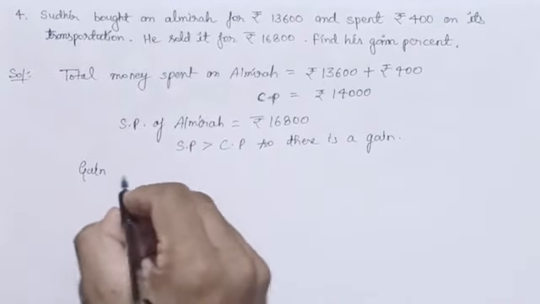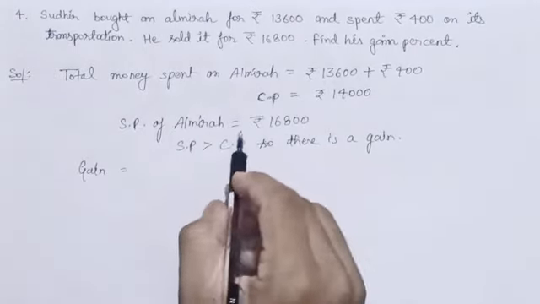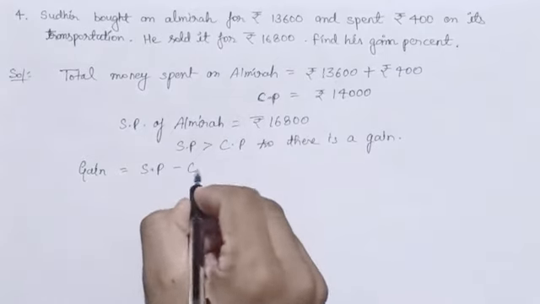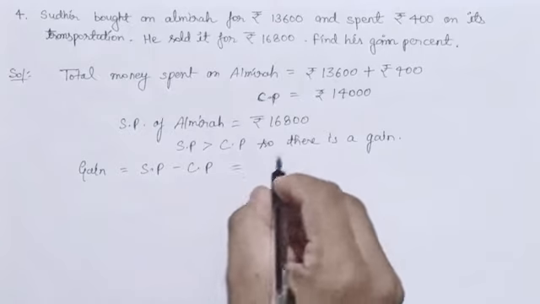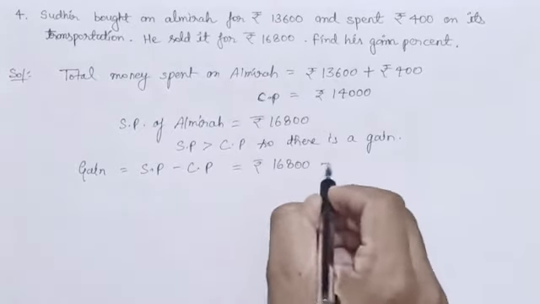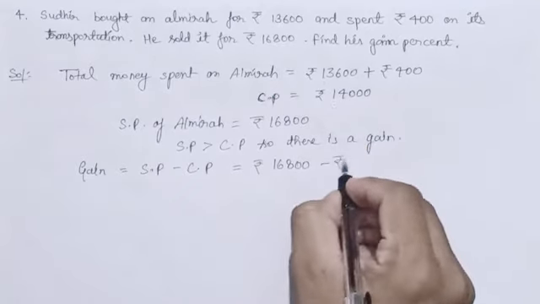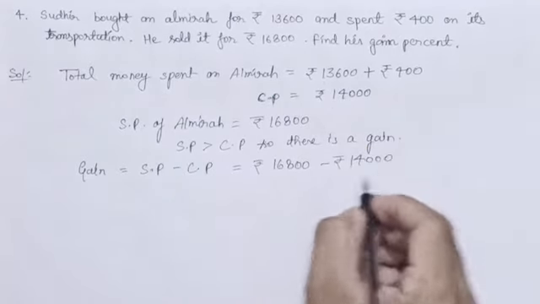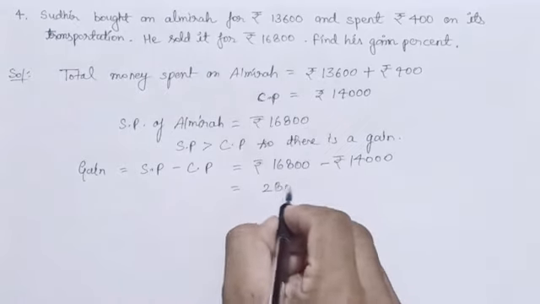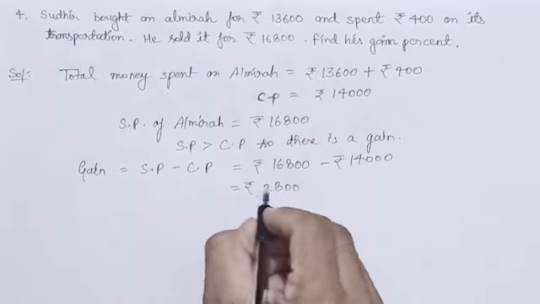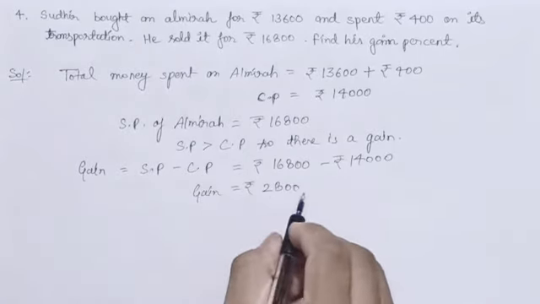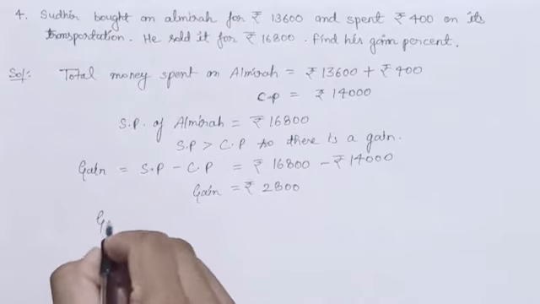Okay. Now how do we calculate gain? Gain is equal to selling price SP minus cost price CP. So here the SP is rupees 16,800 minus CP, which is rupees 14,000, which is equal to 2,800 rupees. So there is a gain of 2,800 rupees.